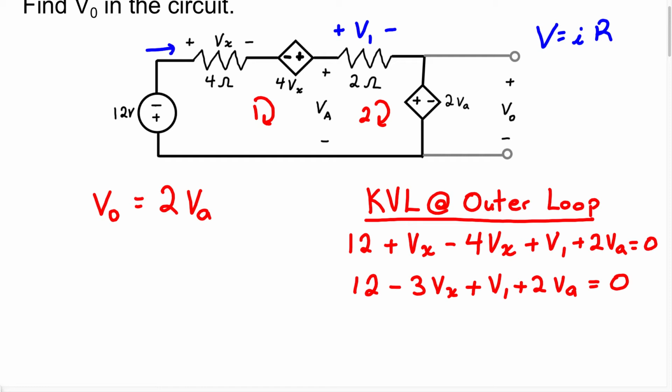And I'm going to label the current I. So now that we have a current that we're saying is going in a clockwise direction, we can now write the relationship for the voltage in each of these resistors using Ohm's law. So for the voltage Vx, we can write that relationship as IR.